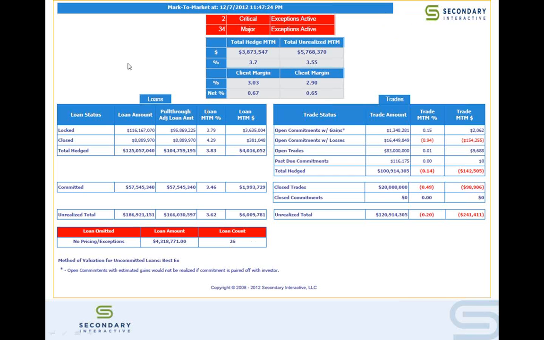So the screen that I just brought up is an example of what we call our unrealized mark-to-market. It shows you the loans on the left side here. Well, first of all, let me back up for a second. It shows you the loans that are in error mode. So there's 4.3 million in this mark-to-market that aren't being priced and need to get fixed, these 34 major exceptions, so that you have an accurate mark.